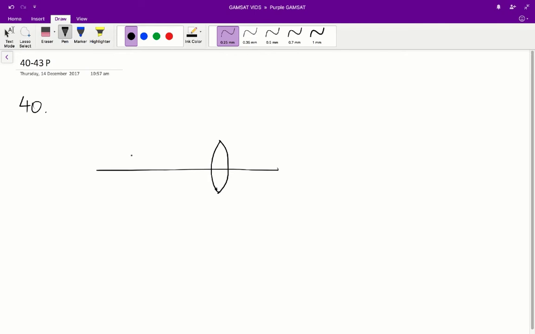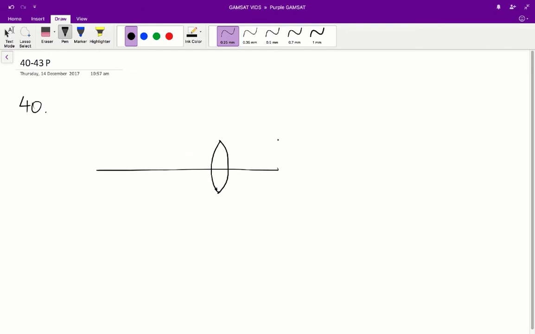Questions 40 to 43 in the ACER purple paper. Question 40. In which direction will the ray of light from the coin emerge after passing through the lens? To answer question 40, you need to know one fact, and that is this: when light passes through a converging lens, the image formed will always be inverted.